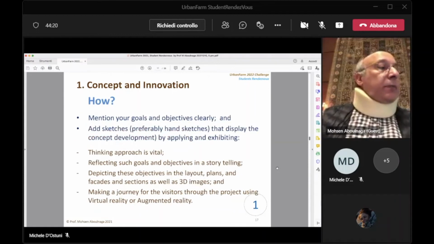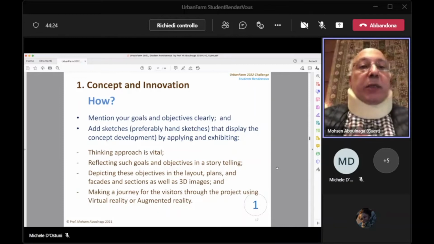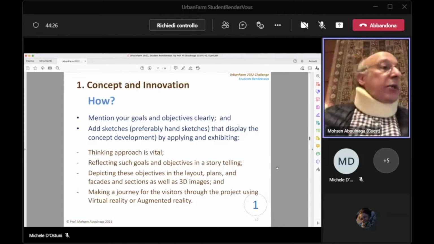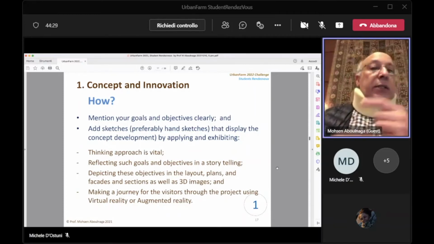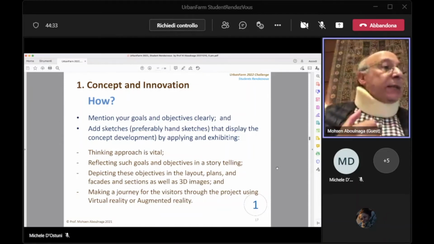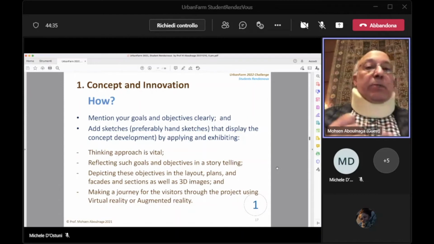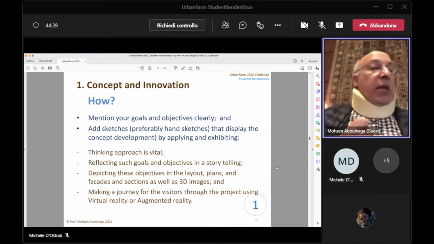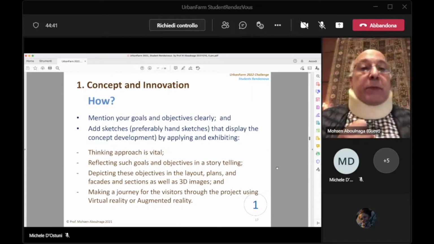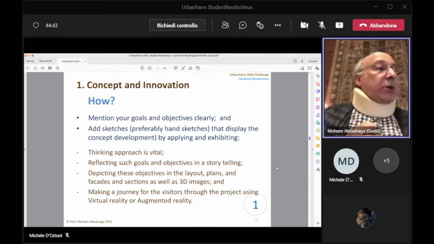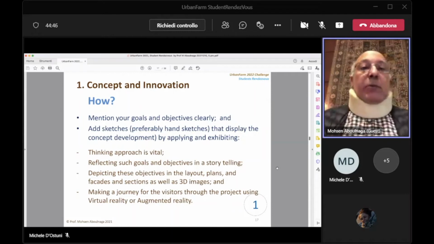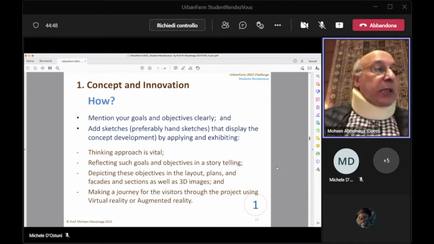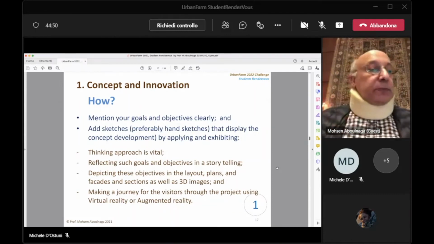Next. Also, you need to think about the approach. Thinking approach is vital. Reflect such goal and objective in the storytelling, in your way of storytelling, and depict these objectives in the layout plans and facades and sections, as well as 3D images. Finally, make a journey for the visitor through the project using mobile apps, virtual reality, and augmented reality as well.